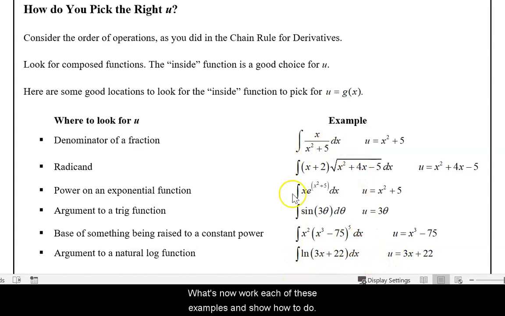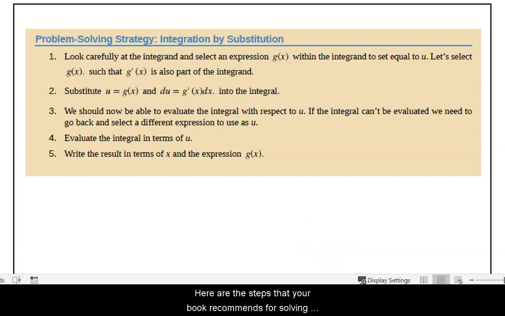Let's now work each of these examples and show how to do the u substitution integration. Here are the steps that your book recommends for solving an integral by u substitution. It says to look at the integrand and select an expression for g of x. That's u. Find the u. Once you've found u, you need to compute the differential du. Once you've found du and u, you need to substitute them into the integral.